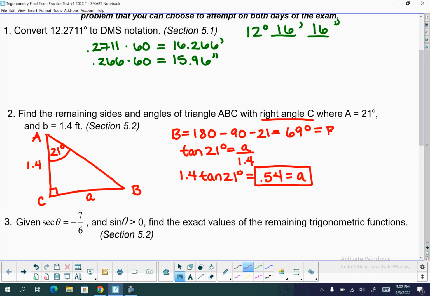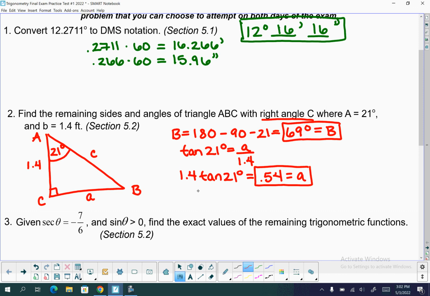Up here we had angle B, mark that. Oh, I forgot to circle my answer up top too. Let's go ahead and do that real fast. There we go. All right, and then I also need side C. Again, I'm going to try to stick with my given information here. So I'm going to use 21 and 1.4 again. Side C is my hypotenuse.